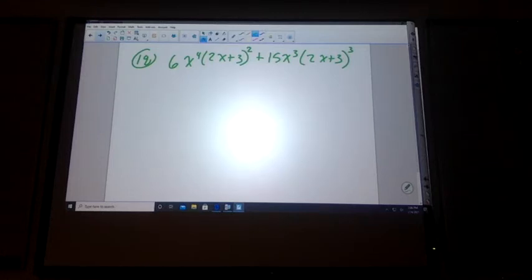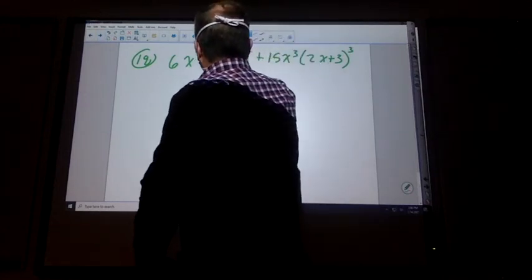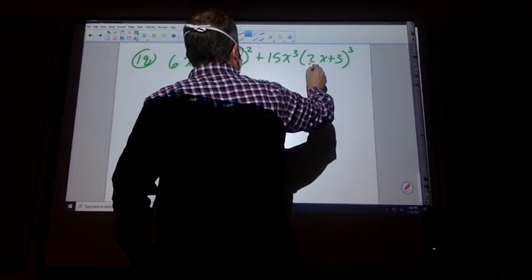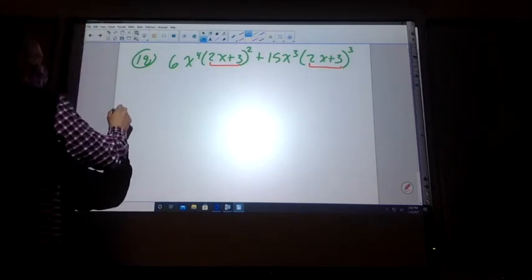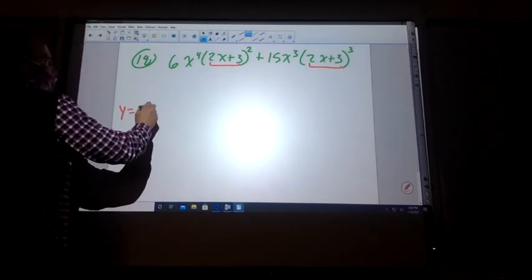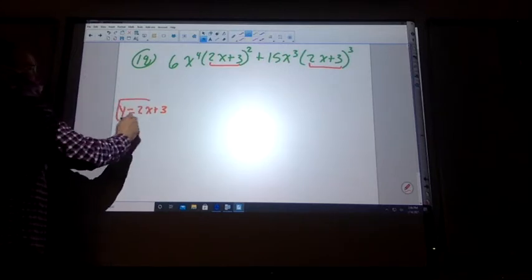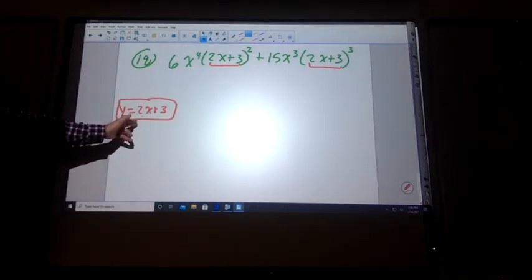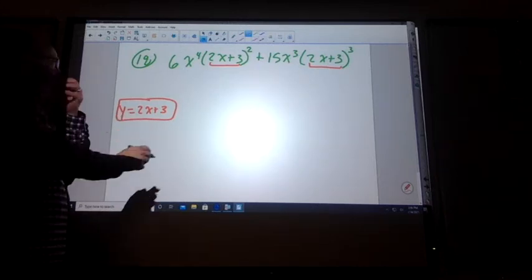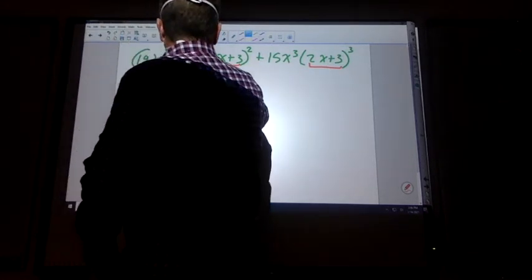So a trick that they might have shown you in pre-calc, but they might not have, is this. I have something here that just doesn't look real friendly to me in this problem. So I'm going to do a substitution. I'm going to say that y is equal to 2x plus 3, but I have to keep in my mind that I have to eventually plug that back in.